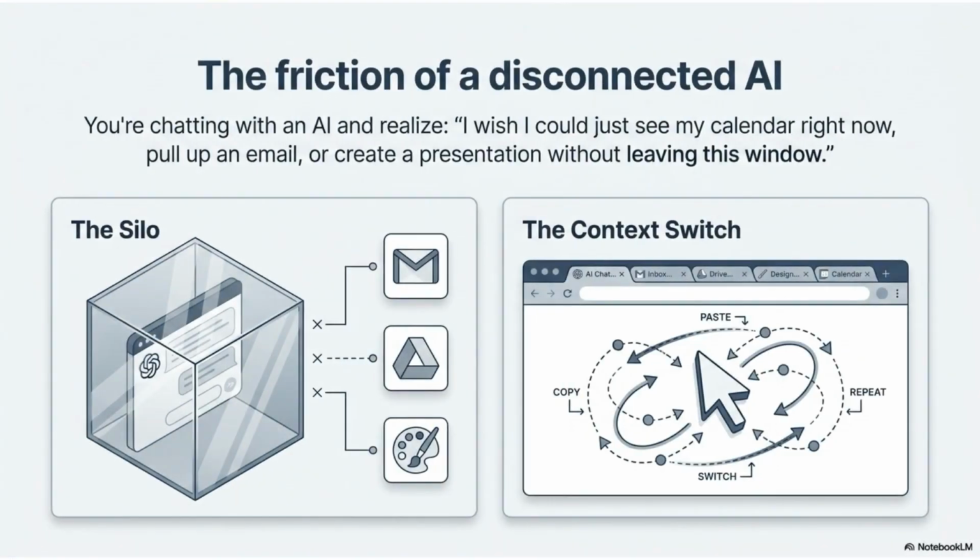Think about the way we usually work with AI. It's what I call the silo. You're chatting with your AI, but then you realize, I wish I could just see my calendar right now or pull up that specific email. To get anything done, you have to copy text, switch tabs, paste it into another app, and repeat that cycle over and over. That is the friction of a disconnected AI.